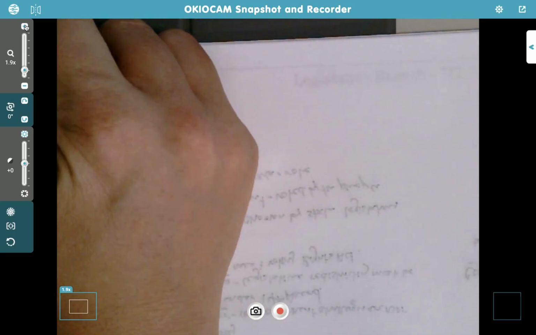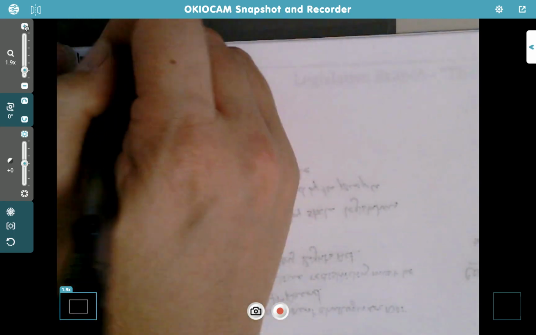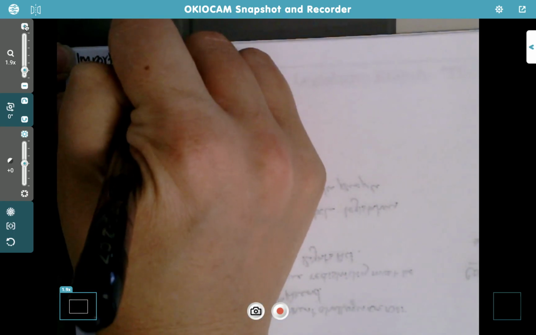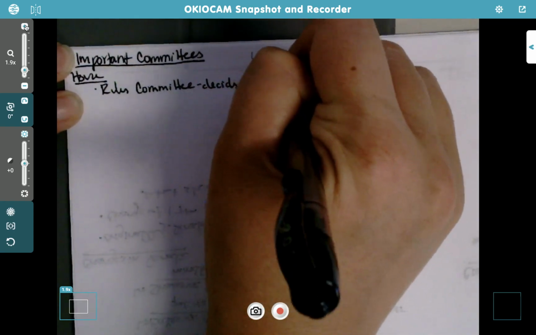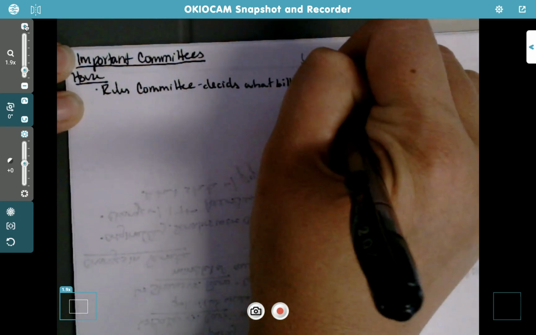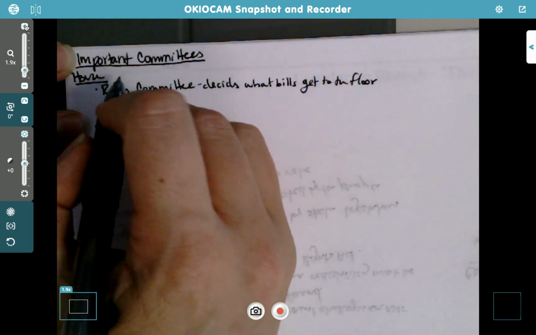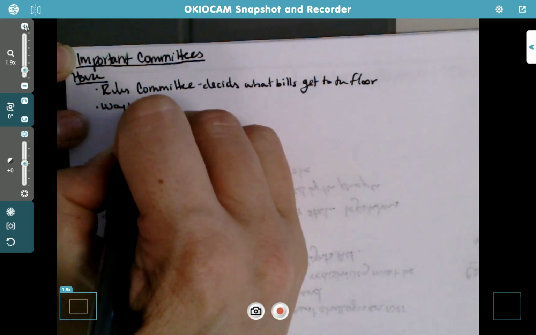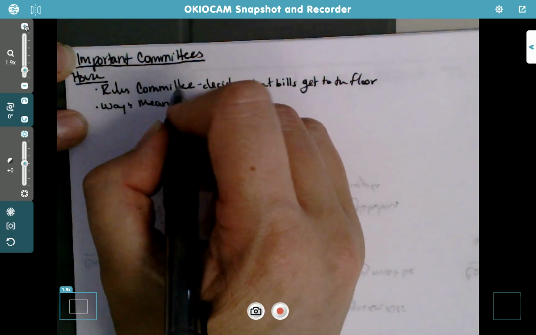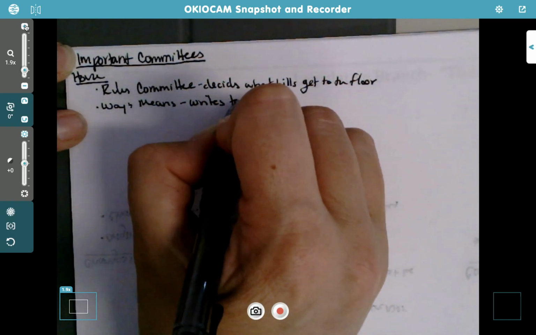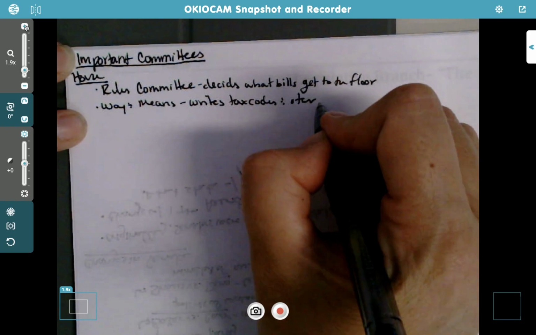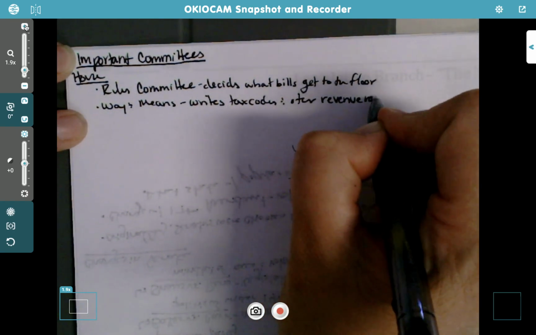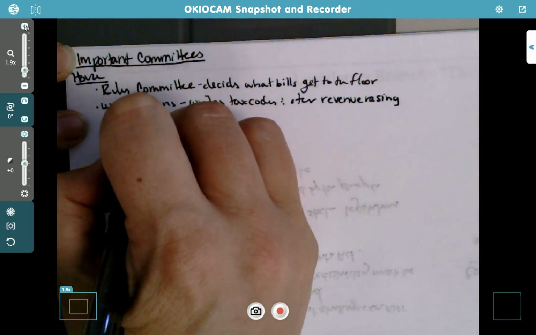Important committees. House. Underneath that, you have Rules Committee, which decides what bills get to the floor. Then you have Ways and Means, which writes tax codes and other revenue raising measures.